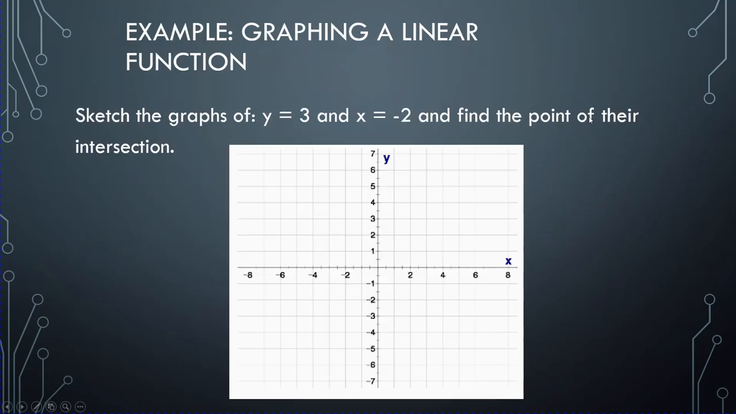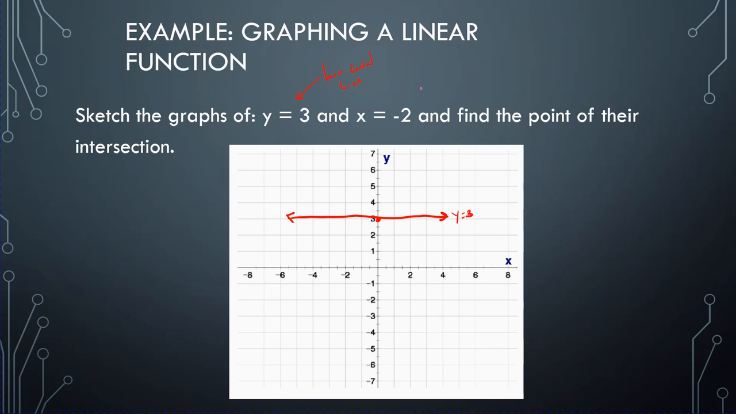All right, so let's do an example just so you can see this. Let's sketch the graphs of y equals 3 and x equals minus 2, and let's find the point of their intersection, where the lines intersect. So y equals 3 is going to be a horizontal line. I'm going to go to y equals 3 right here, and I'm just going to draw this horizontal line like this. So this is the line y equals 3.